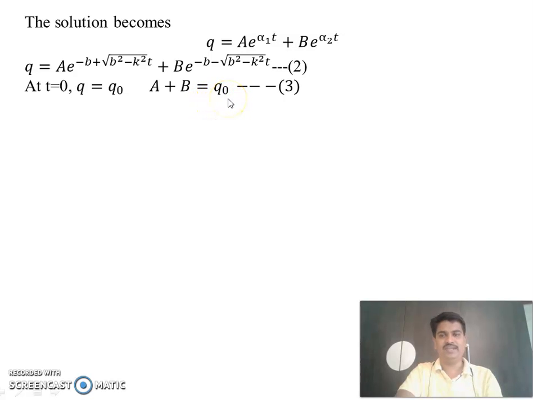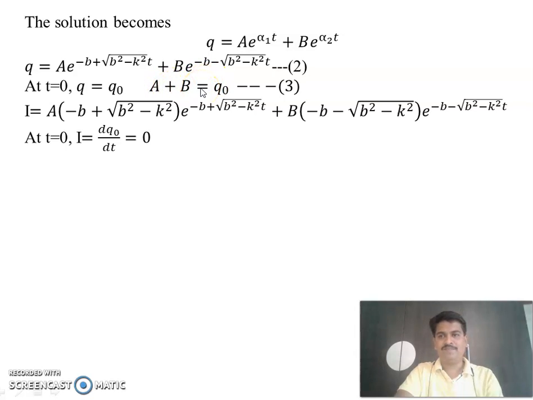I'll call this equation 3. Now this one equation is not sufficient to get the values of A and B. I need one more equation, so take the equation of current. I'll get the equation of current by differentiating equation 2 of charge once with respect to time. If I do that, the coefficient of t comes over here, and the coefficient of t comes over here. This is the differentiation of equation 2 with respect to time to get the current.